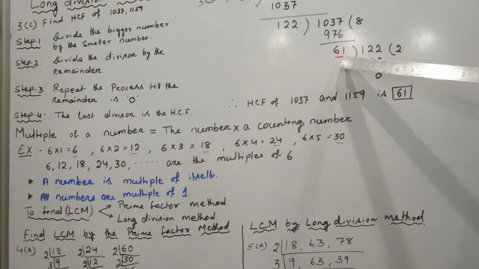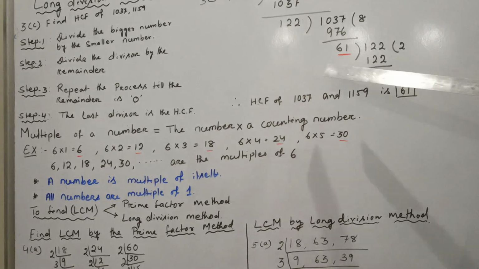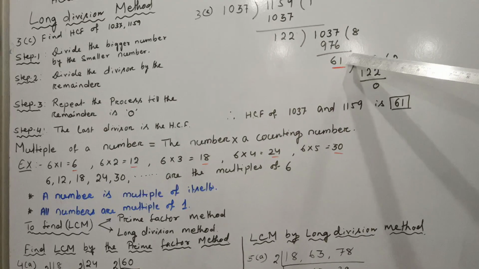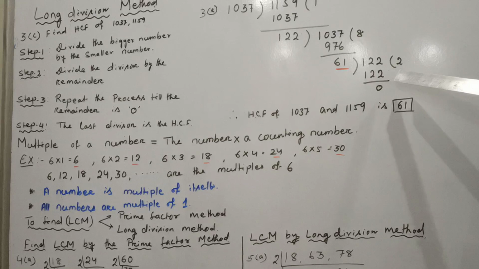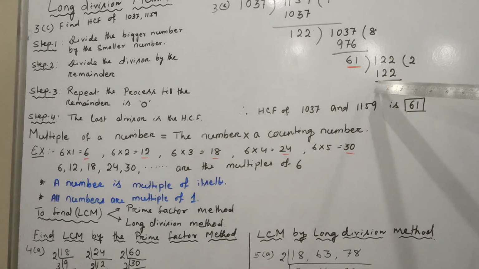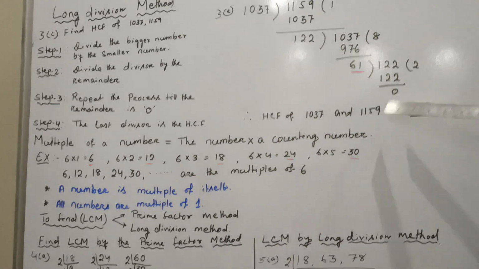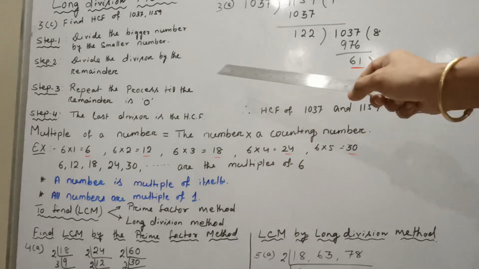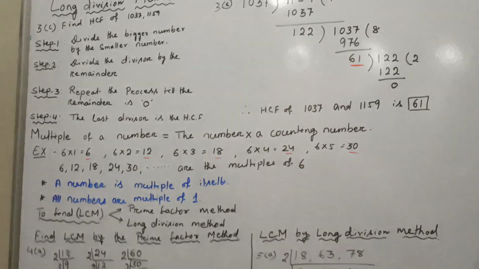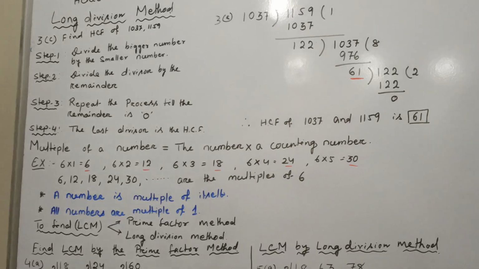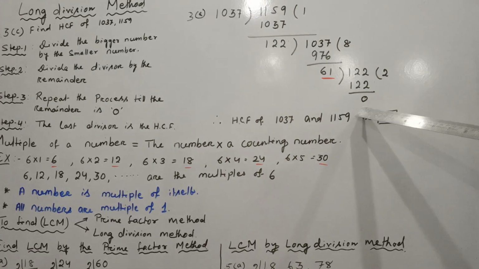Again you divide this remainder by 122. So 61 divided by 122, 2. The remainder is 0. The second step is divide the divisor by the remainder. The third step is repeat the process till the remainder is 0. Now the remainder is 0.